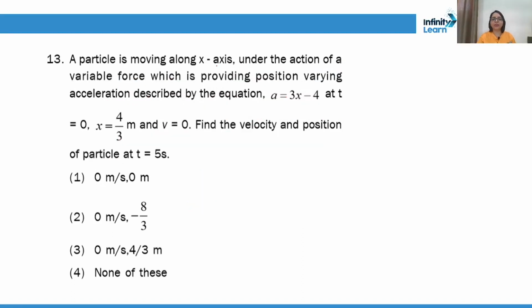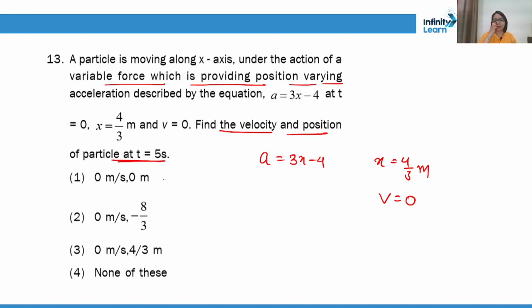Question number 13. A particle is moving along x-axis under the action of a variable force which is providing position varying acceleration described by the equation 3x minus 4. At t equals 0, x is given as 4 by 3 meter and v is given as 0. Find the velocity and position of the particle at t equals 5 seconds.